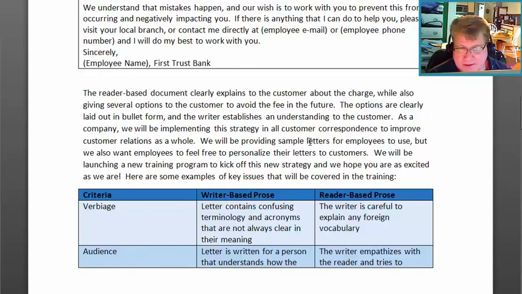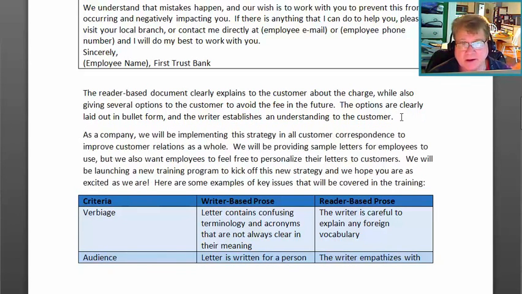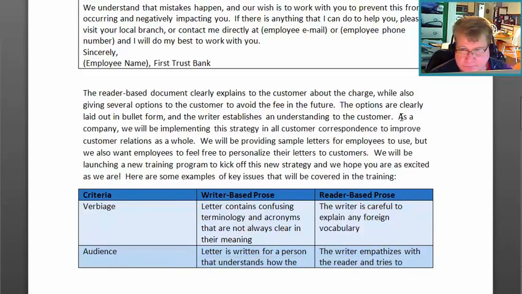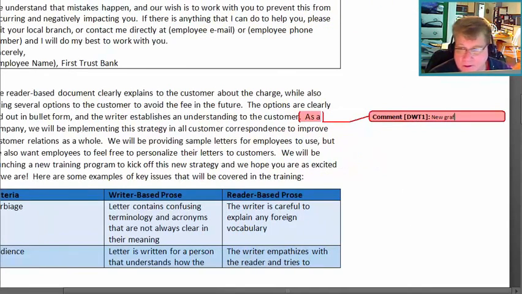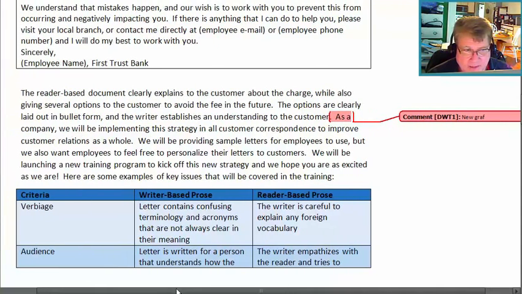As a company, we will be implementing the strategy. New paragraph. Ooh, we switched topics. You need a new paragraph there. Switch topics. As a company, so I will mark that with a bubble. Okay. As a company, we will be implementing this strategy in all customer correspondence to improve customer relations as a whole. We're providing sample letters for employees to use, but we also want employees to feel free to personalize their letters to customers. We'll be launching a new training program to kick off this new strategy, comma.